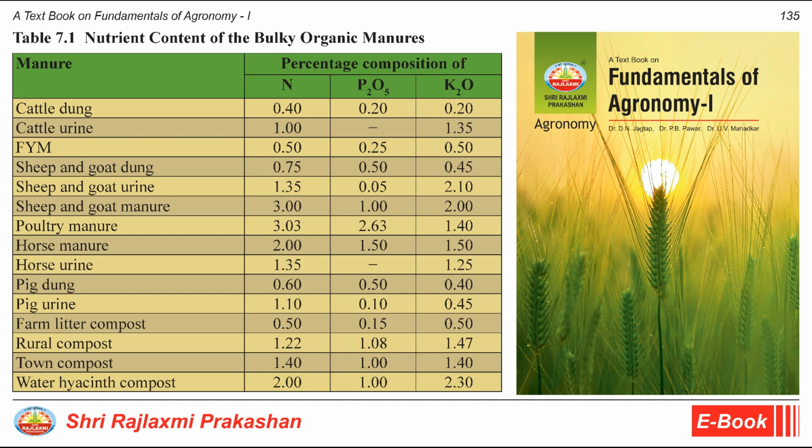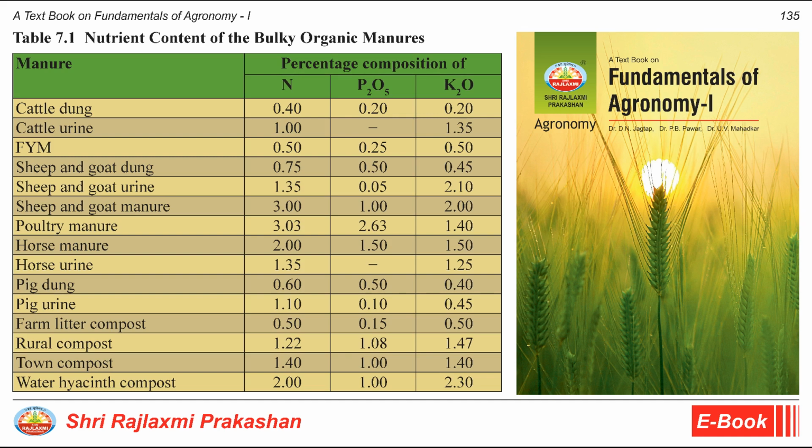Manure number 2, cattle urine. Percentage composition of N 1%, K2O 1.35%. Manure number 3, FYM. Percentage composition of N 0.50%, P2O5 0.25%, K2O 0.50%. Manure number 4, sheep and goat dung.